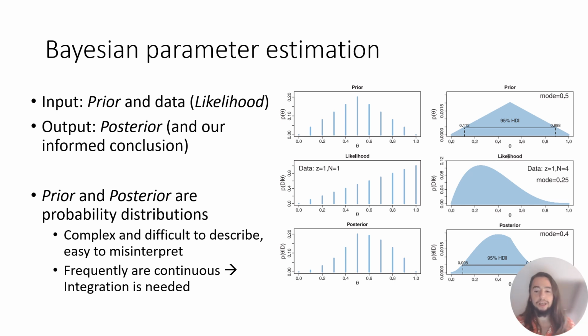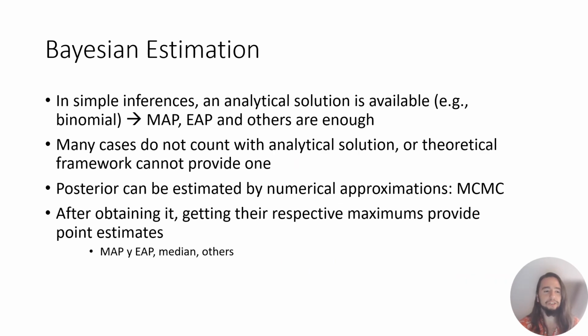In addition, in many parts, we need some integration or any other method that we can handle towards getting, for example, highest density intervals. Okay, so if the inference is simple, for example, a t-test or something like that, normally there's an analytical solution available, and therefore we can use some methods that are very consolidated in Bayesian inference, for example, MAP or EAP and others. Okay, so I will elaborate a little bit on those later.